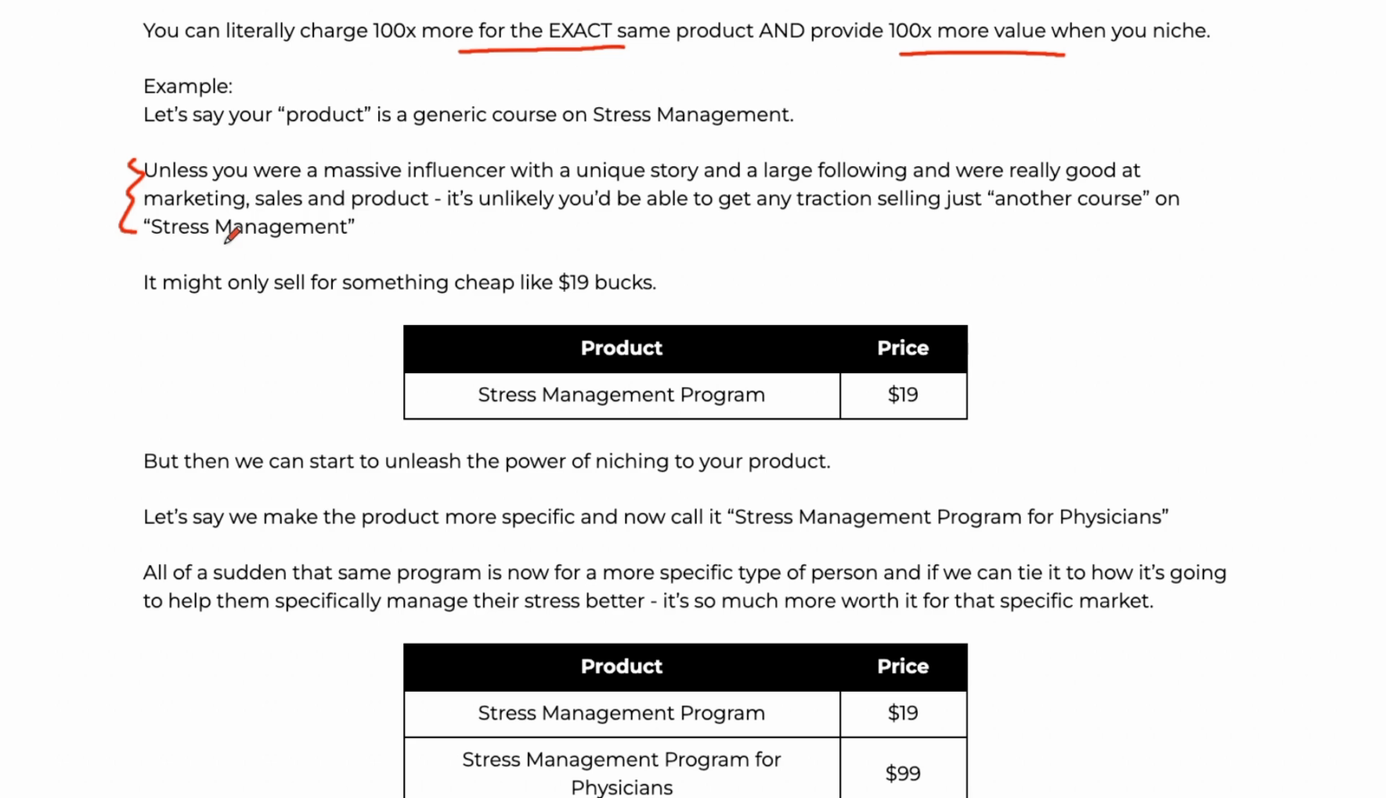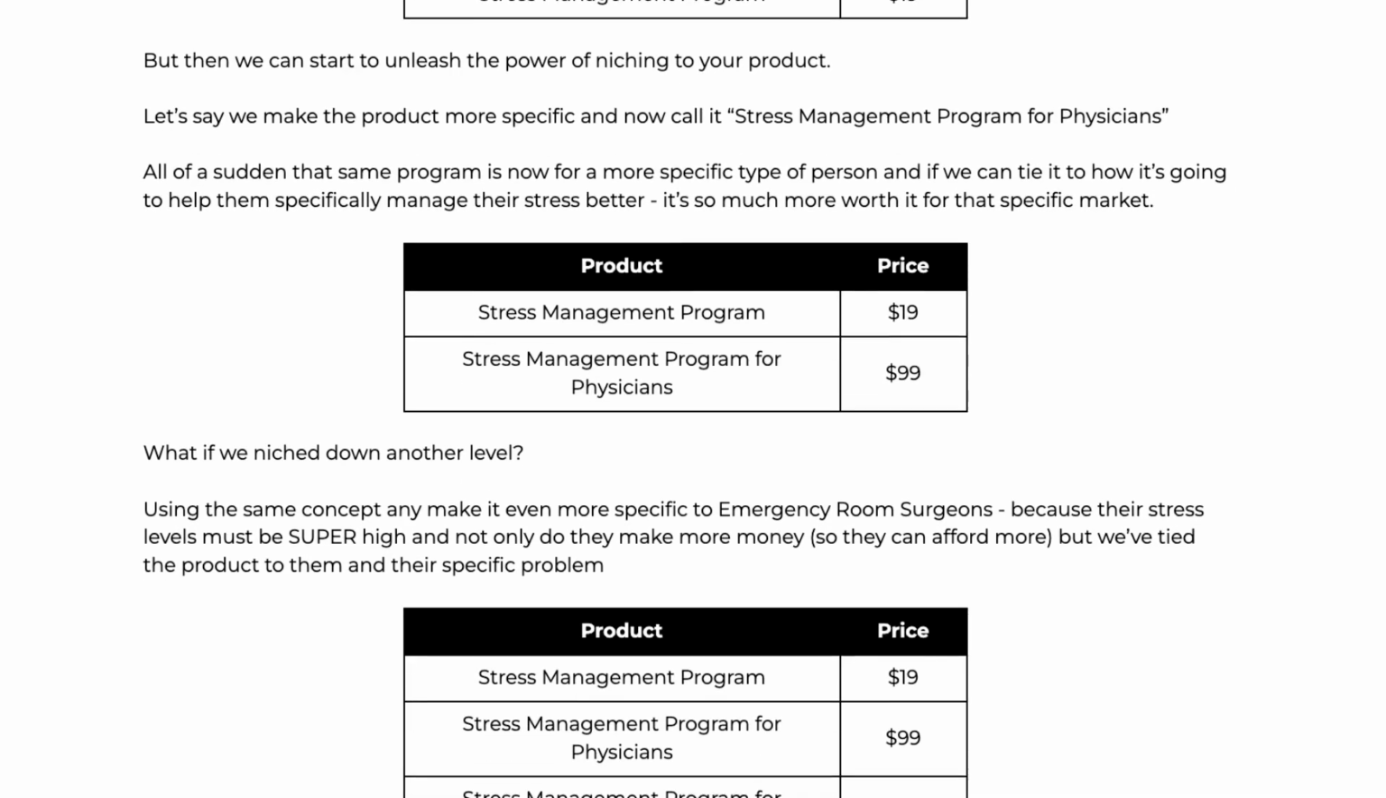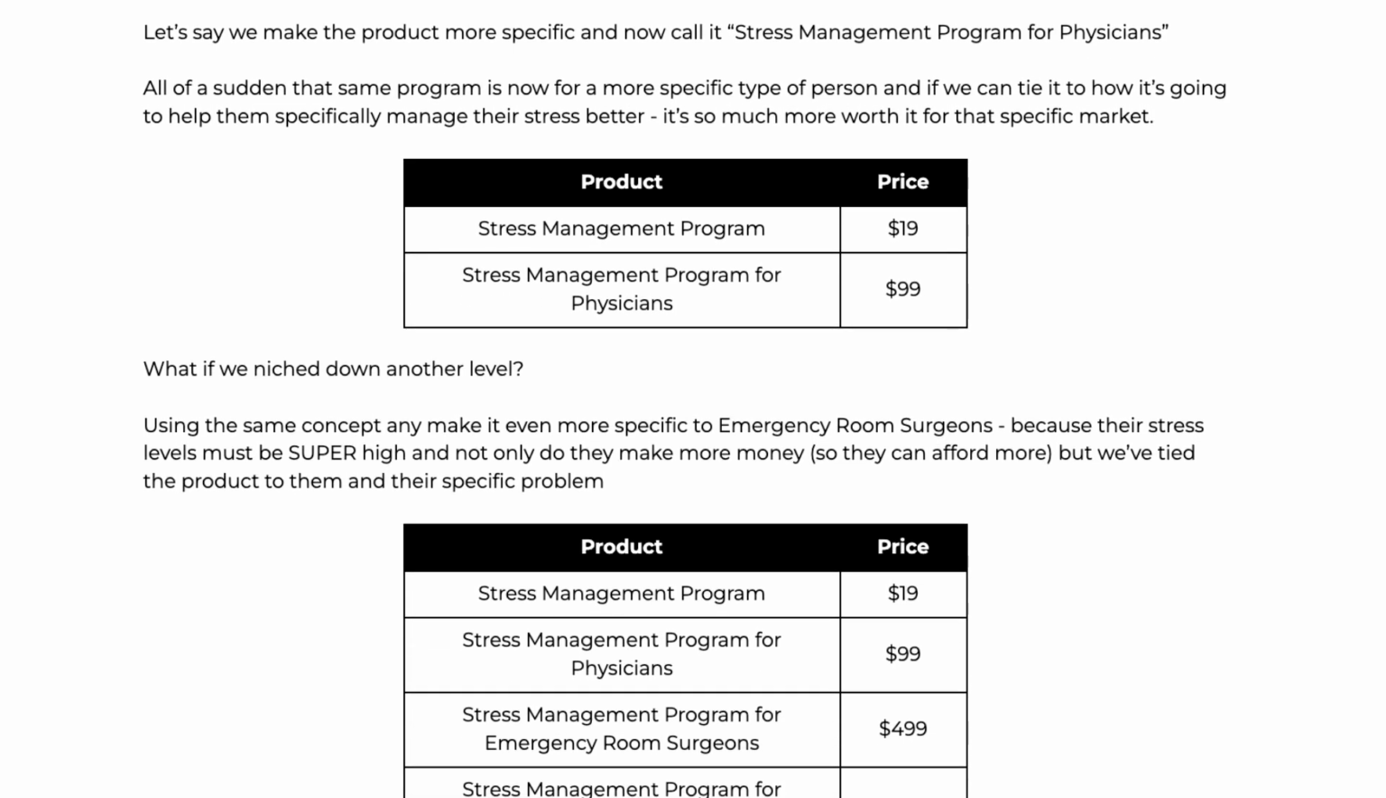But here's where we can start to unleash the power of niching. Let's say we took that generic stress management program and said, you know what, this is now a program specifically for physicians. Now that same program is for a specific type of person, and we can tie it to exactly what the outcome is going to look like for that person. As a result, it's worth more to that specific market. So instead of $19, we can price it at maybe $99.